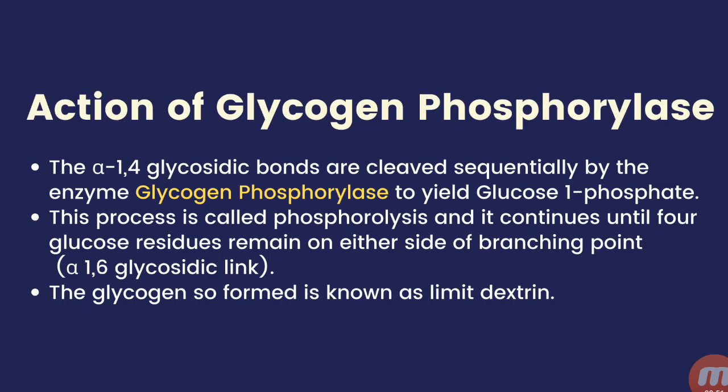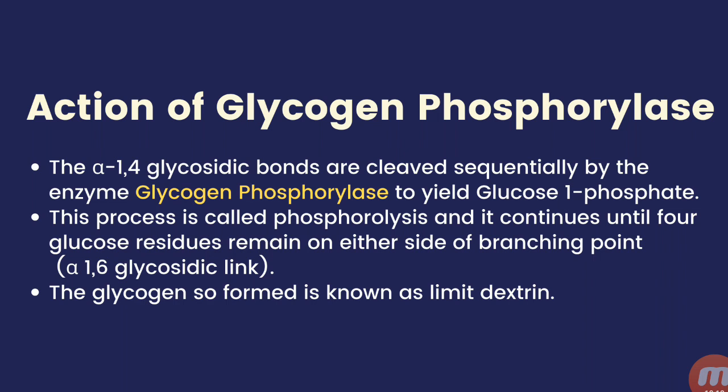The first step is the action of glycogen phosphorylase. In this step, the enzyme glycogen phosphorylase cleaves the alpha 1,4 glycosidic bond from the non-reducing end sequentially to yield glucose 1-phosphate. This process is called phosphorolysis, and it continues until the limit dextrin is formed, which cannot be further degraded by phosphorylase.